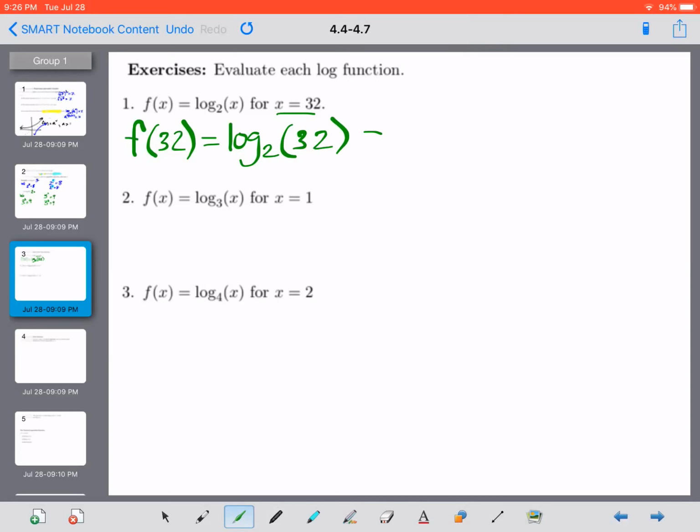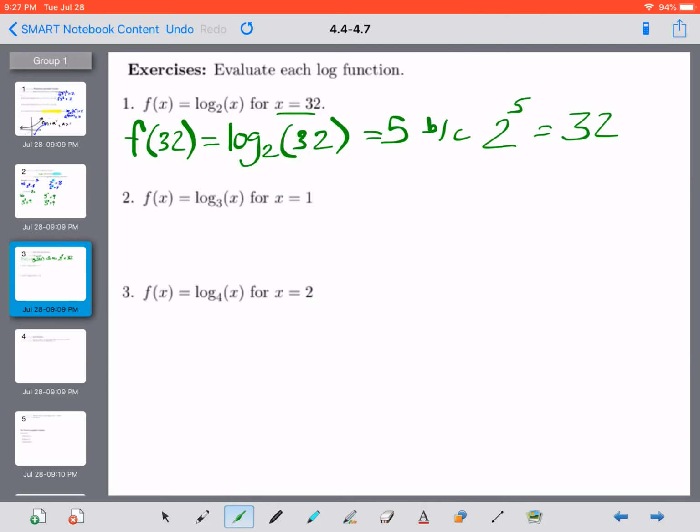So let's do what we were doing before. We're trying to figure out what this should be. You should be thinking to yourself, what do I have to raise the base, that's 2, to the power of to get 32? 2 raised to what power is equal to 32? Well, that's going to be 5, right? 2 times 2 is 4, times 2 is 8, times 2 is 16, times 2 is 32. So you need exactly 5 factors of 2 there. Okay, and so f of 32 is going to be log base 2 of 32, which is 5. And that's because 2 to the 5th power is 32.